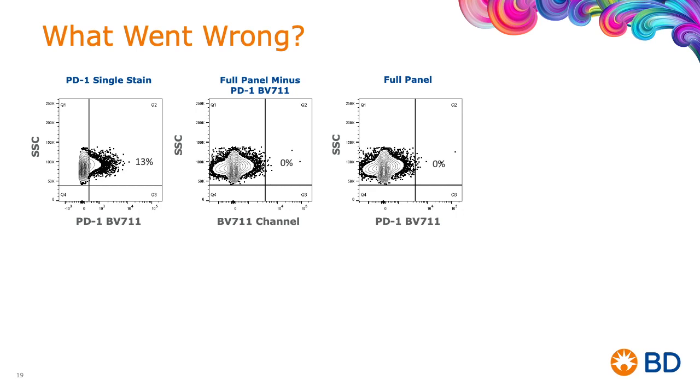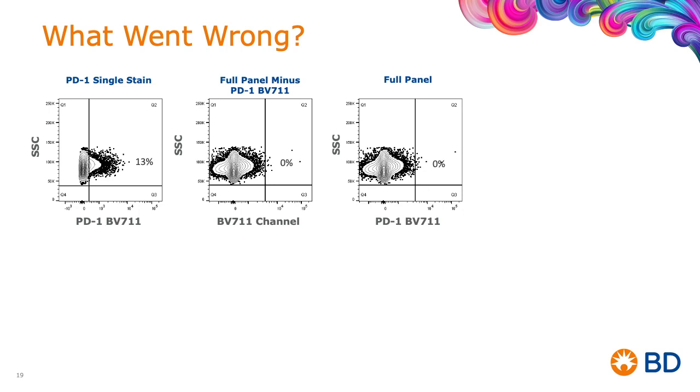The second plot is our full panel minus PD1 BV711. So this panel has 9 antibodies. We're just not including BV711. And this control, also known as fluorescence minus one or FMO control, is used in this case to properly set the gate for our real signal for 711. And as you can see, now the gate is shifted dramatically to the right because it indicates that there's a lot of background, a lot of spread that is forcing us to move the gate to the right.